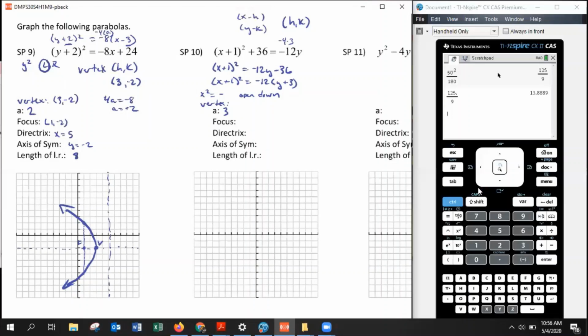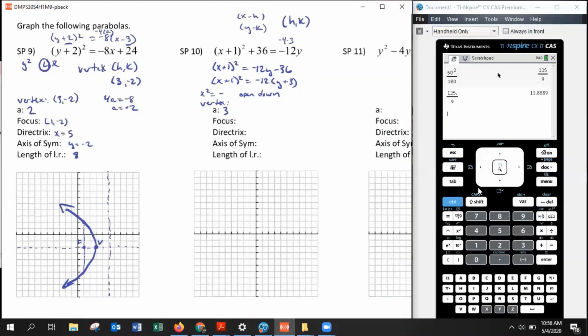Let's begin by plotting the vertex. The vertex is h comma k. So remember the h goes with the x. Let me highlight that. So the h goes with the x. So the h is negative 1. And then the k goes with the y. So that would be negative 3. So our vertex is negative 1, negative 3, which is this coordinate right here.